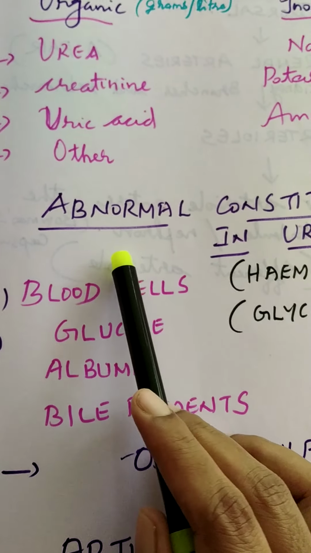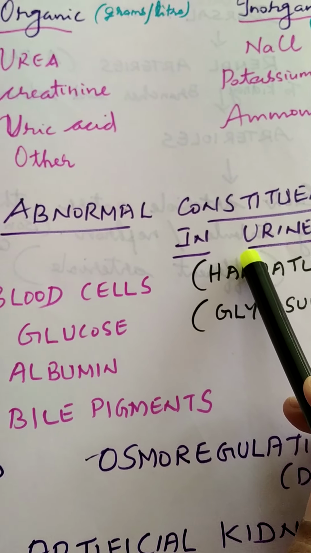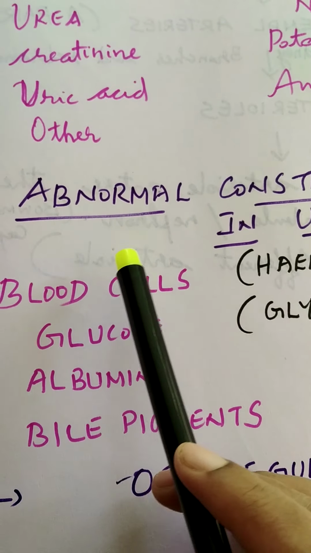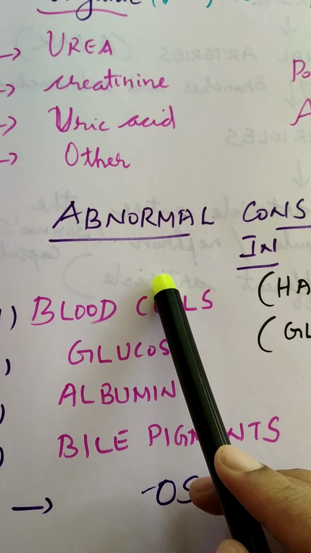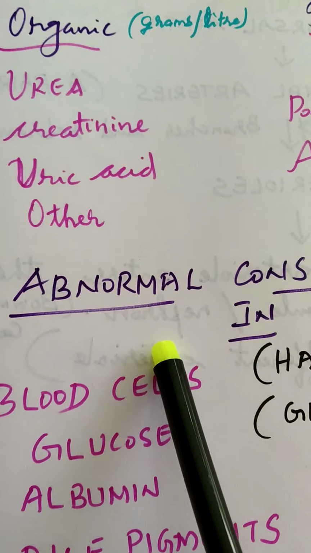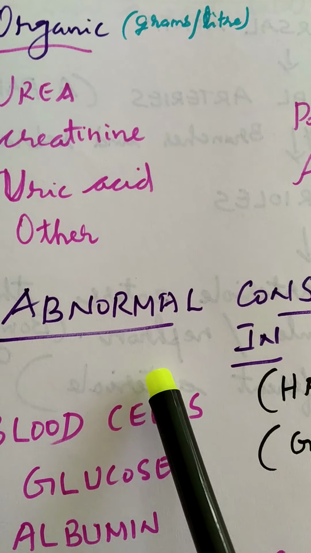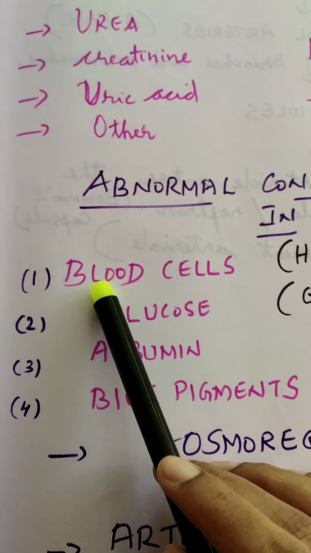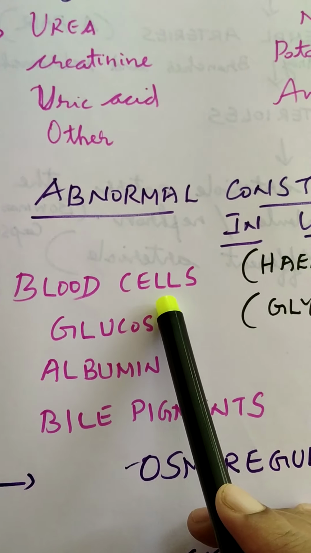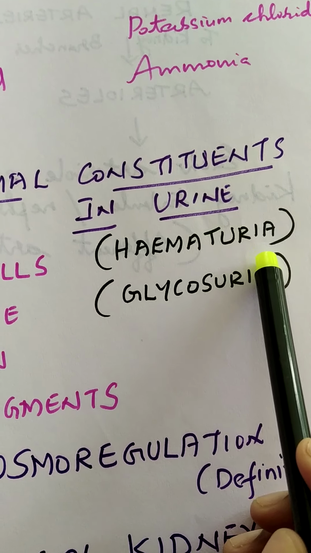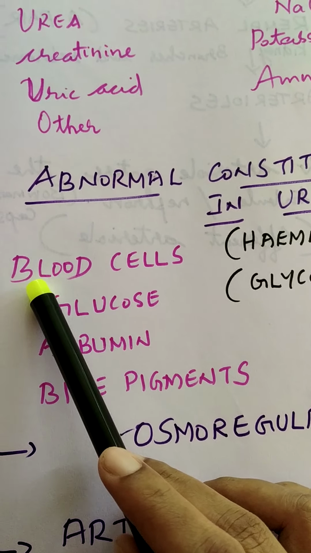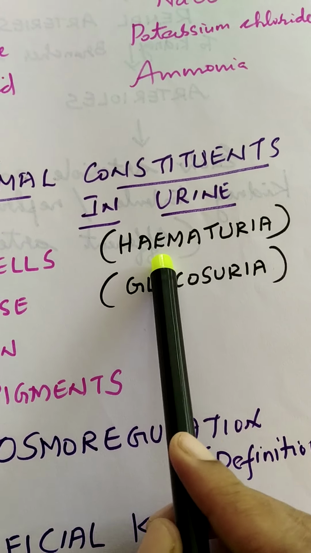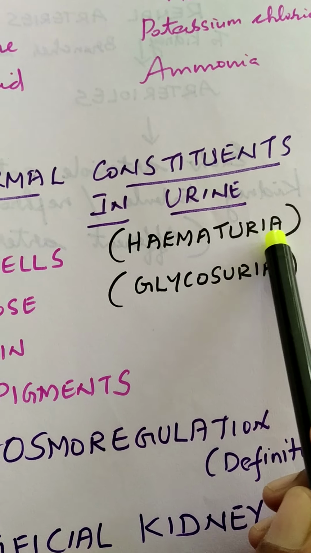Moving on to the abnormal constituents of urine. This is termed abnormal because these components should not be present in the urine normally. So in case of certain infections happening in our body, there may be the release of these substances along with the urine. So the first abnormal constituent is blood cells, and the condition we call hematuria. So the release of blood cells along with the urine, or the presence of blood cells in the urine, indicates the condition which we call hematuria.